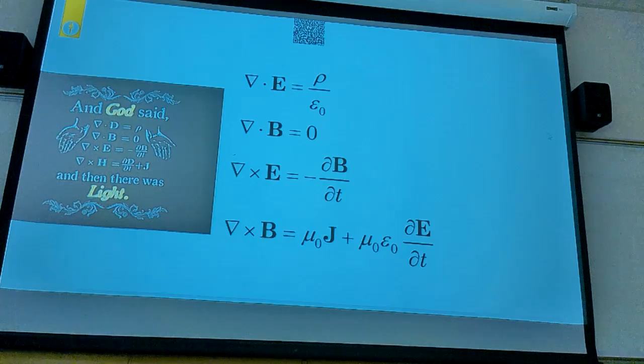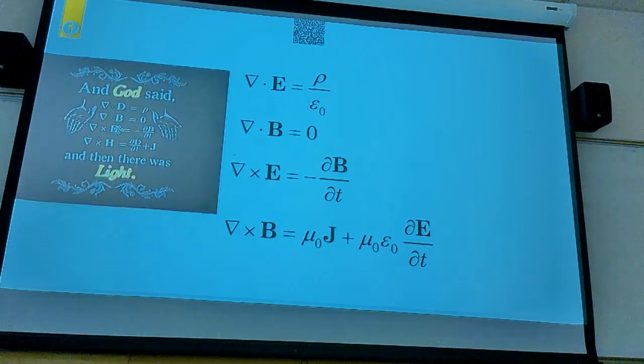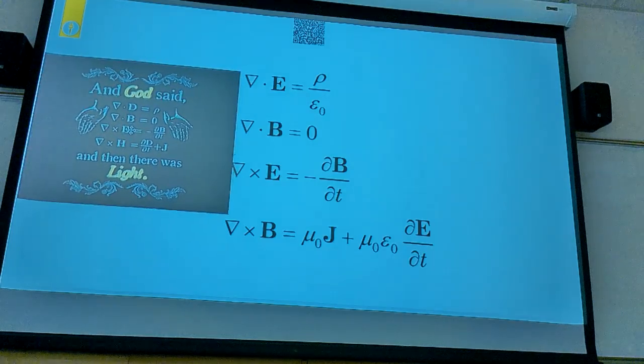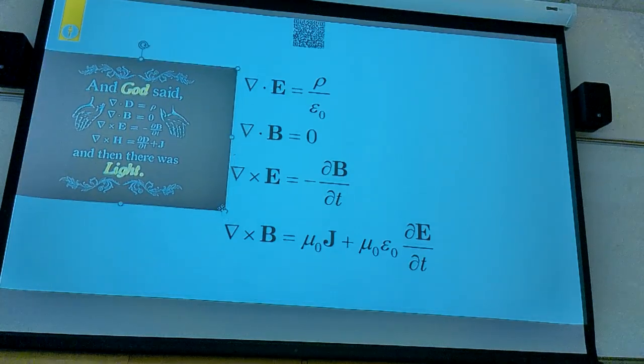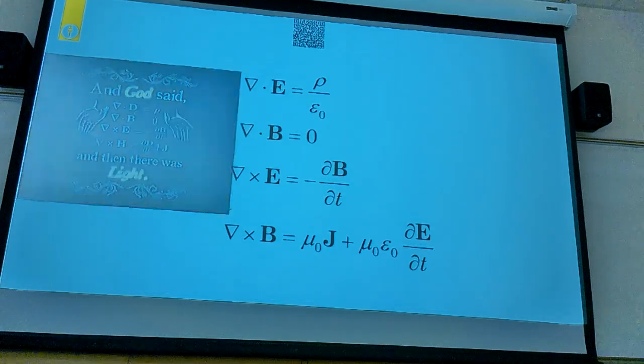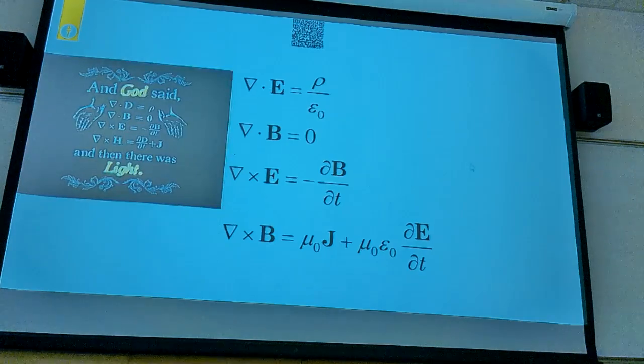It's another form of Maxwell's equations because they govern light as well. The one I would like says that Maxwell said these four equations, and then there was light. So these equations are actually very important. Without these four equations, you would have no technology. None of this would exist.